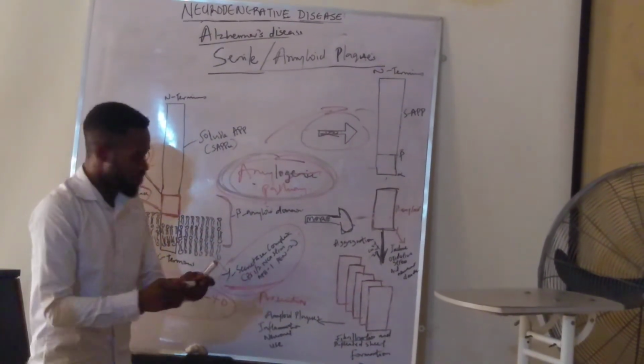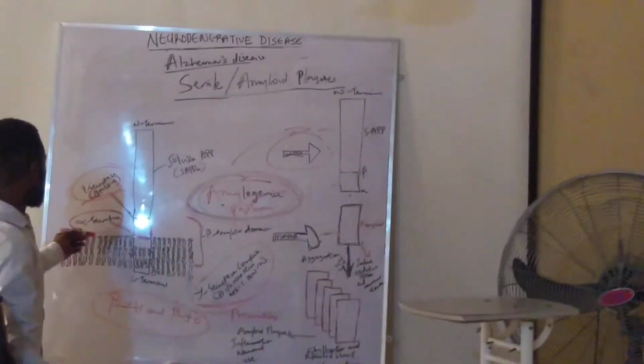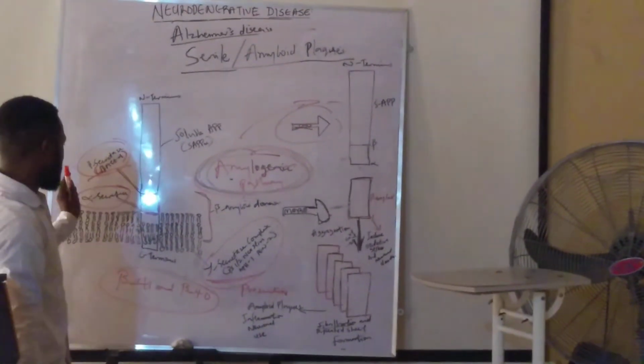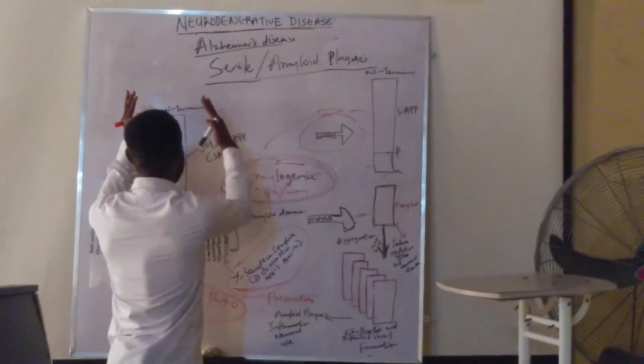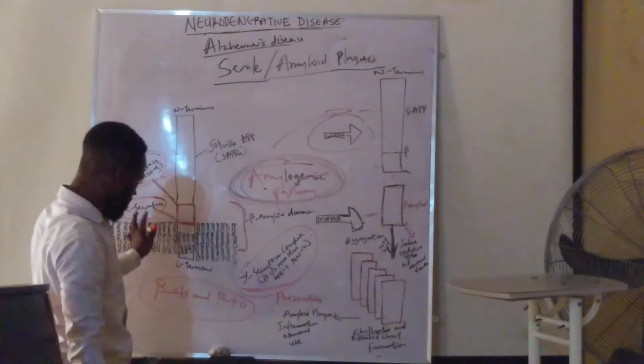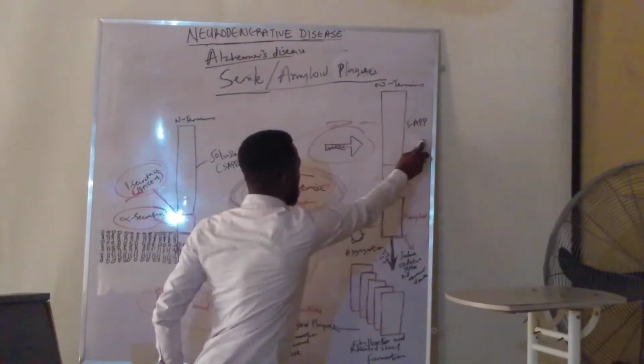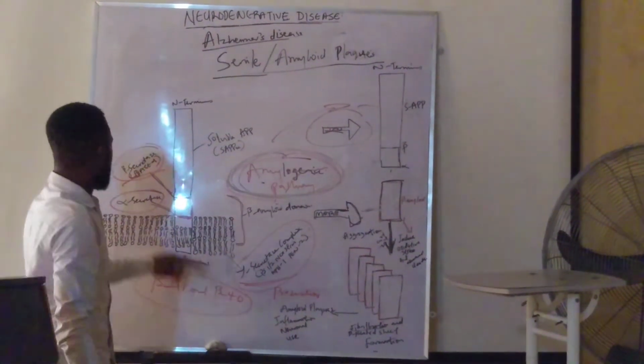I'll come again. This is a diagram. In the metabolic pathway, they make use of alpha secretase, which cleaves the soluble amyloid precursor protein from the cell membrane. As you can see here, we have less of it being formed here.